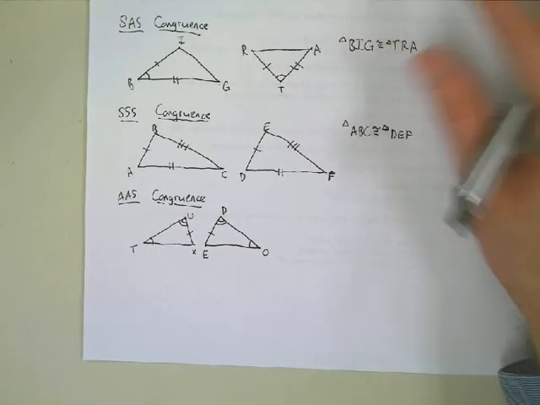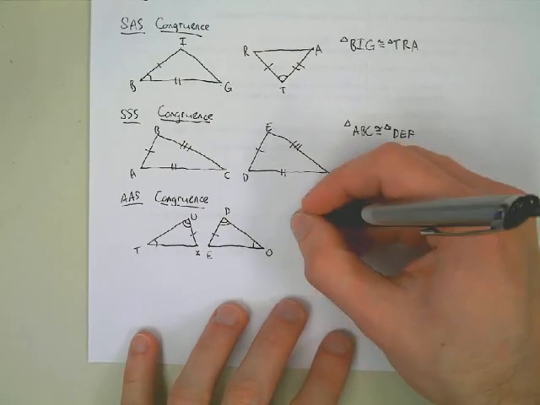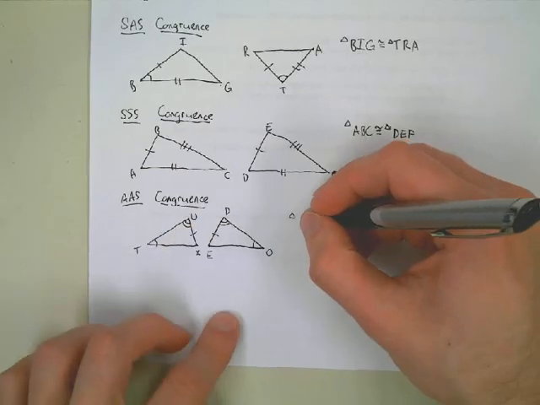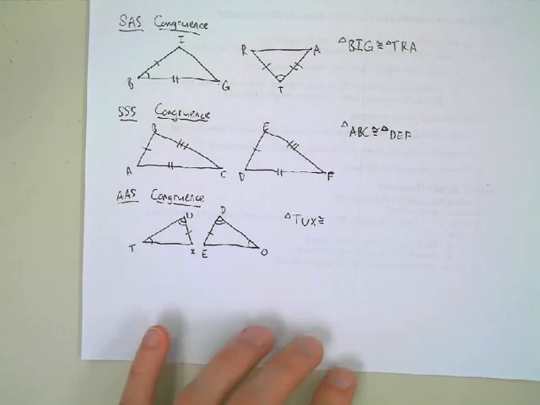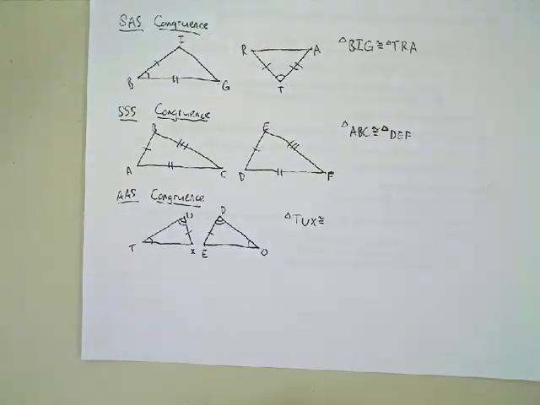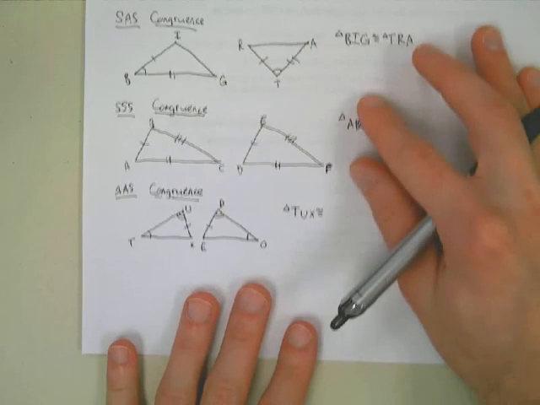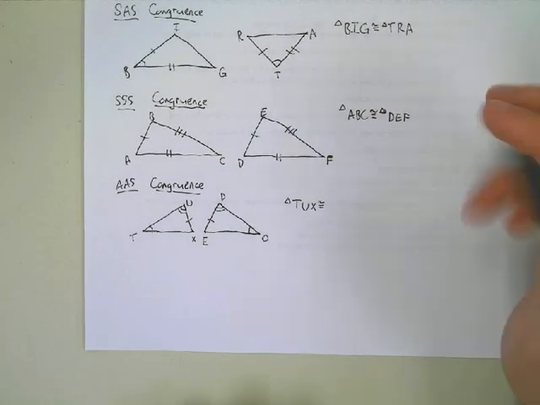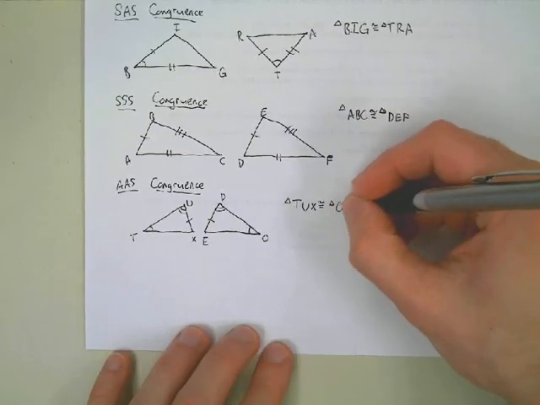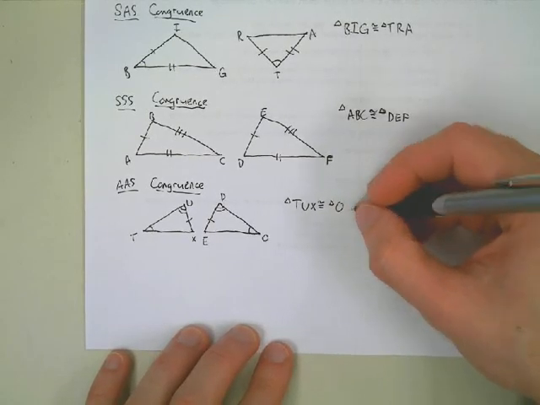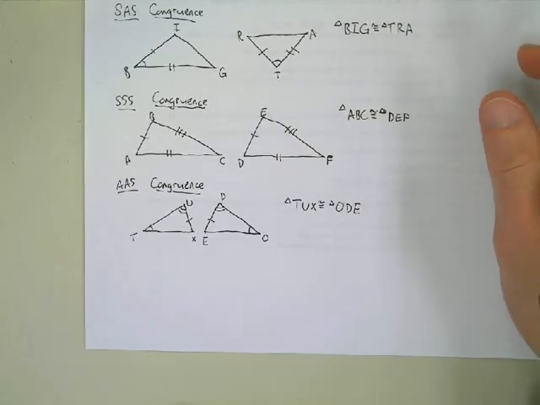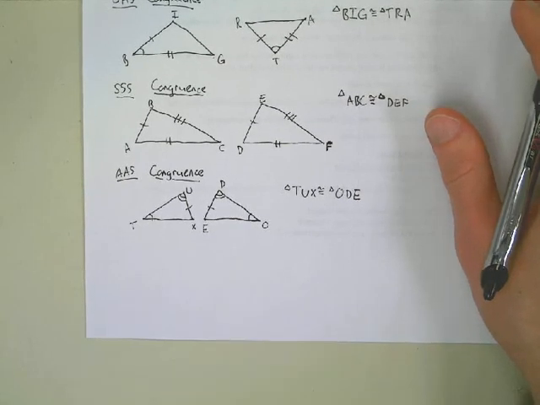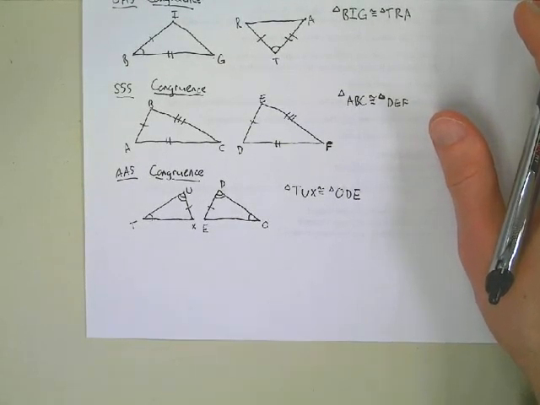All right, and so again, we can call this. So let's see, we can say triangle TUX is congruent to, and then Maria, how would this one match up? So what does T match up with in this other triangle here? O, and then what would be the U? D, and then E. So, TUX is congruent to triangle ODE.